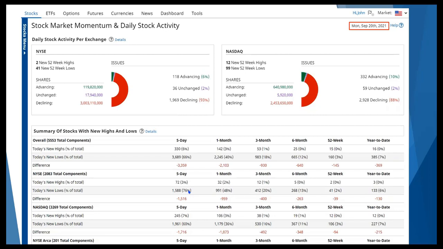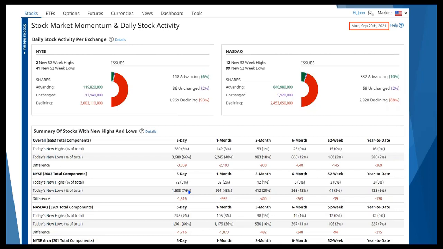But again, what did we say? We want to ask ourselves that question: is price moving in direction with my trend? And how does it relate to other timeframes? If I just go out to, let's say, 3 or 6 months, and I'm looking at the New York Stock Exchange, only 20% of stocks on this particular day were making new three-month lows. 13% were making six-month lows.